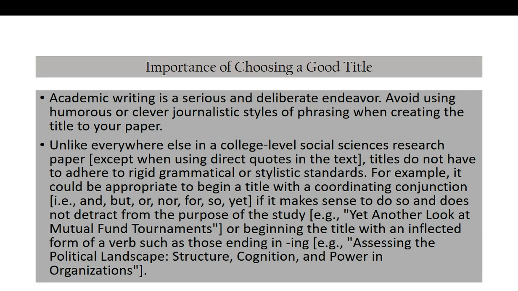Academic writing is a serious and deliberate endeavor. Avoid using humorous or clever journalistic styles of phrasing when creating the title to your paper, because we have to remember that writing a research is formal and serious. Unlike everywhere else in a college level social sciences research paper, titles do not have to adhere to rigid grammatical or stylistic standards, meaning your title should not take the form of a sentence, or it does not have to follow the rules of grammar.